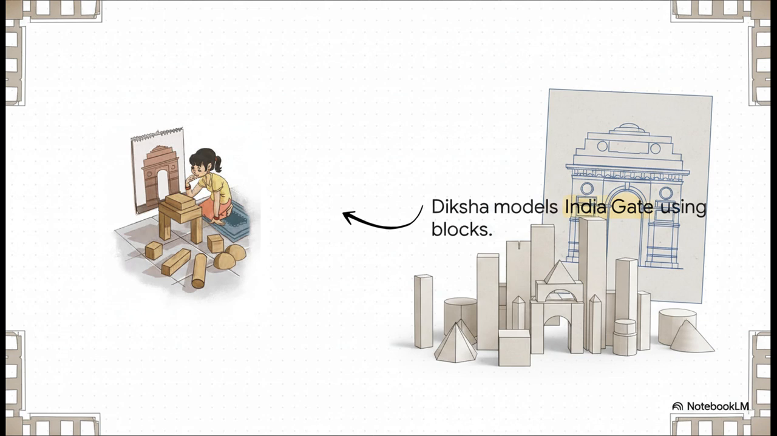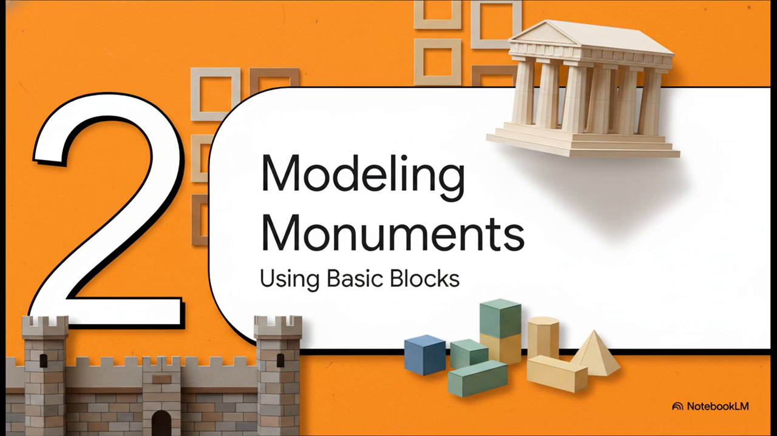Notice our student here, Diksha. Inspired by her trip, she decided to just build a model of the India Gate right there on her floor. She isn't using intricate architectural tools, she's literally just using simple wooden geometric blocks. A couple of rectangular prisms for the pillars, a flat slab for the roof. And the crazy thing is, just like Diksha, professional architects use these exact same basic 3D shapes to dream up and build real-world masterpieces. Moving right along to part 2, modeling monuments with blocks.